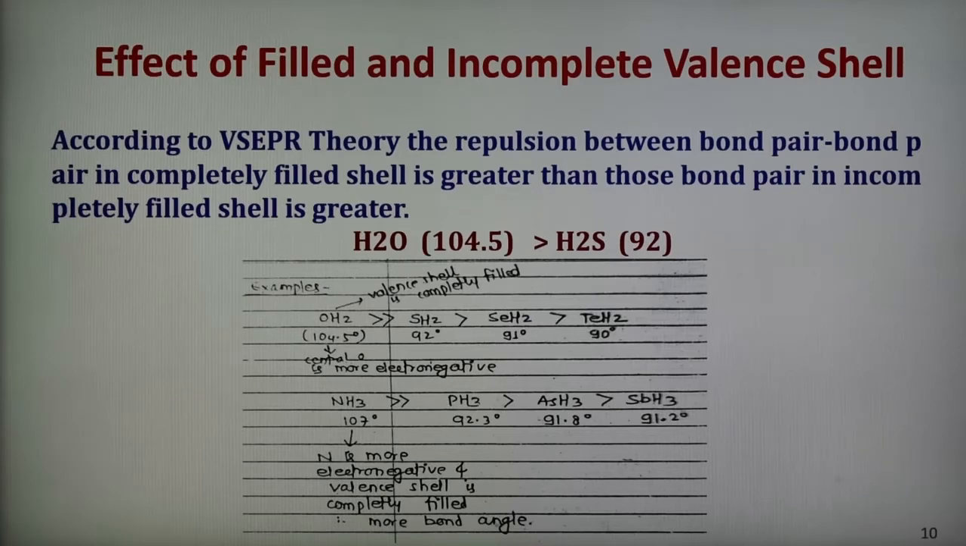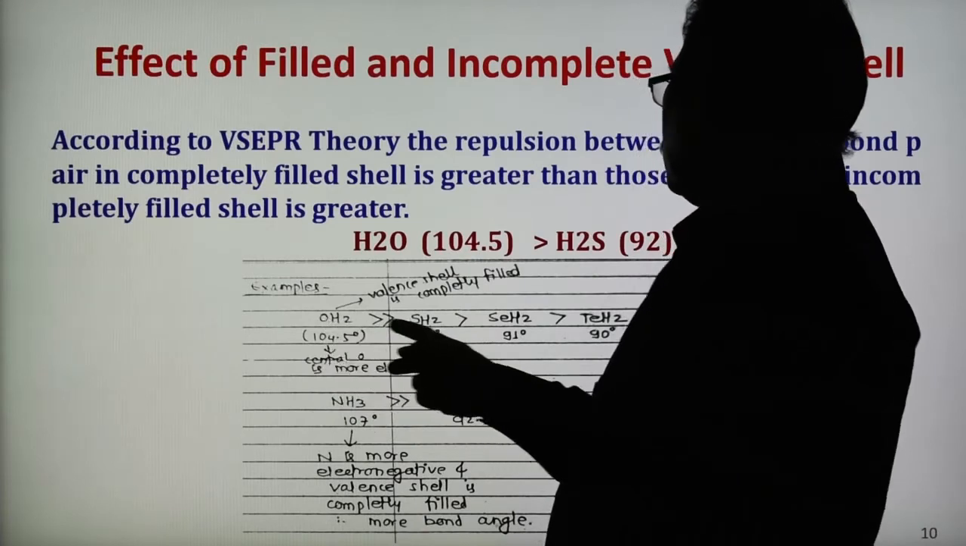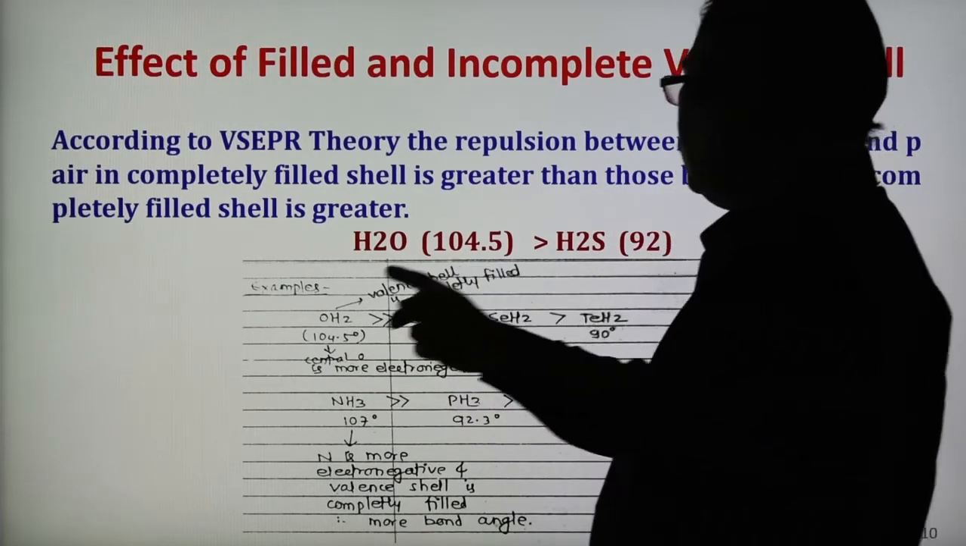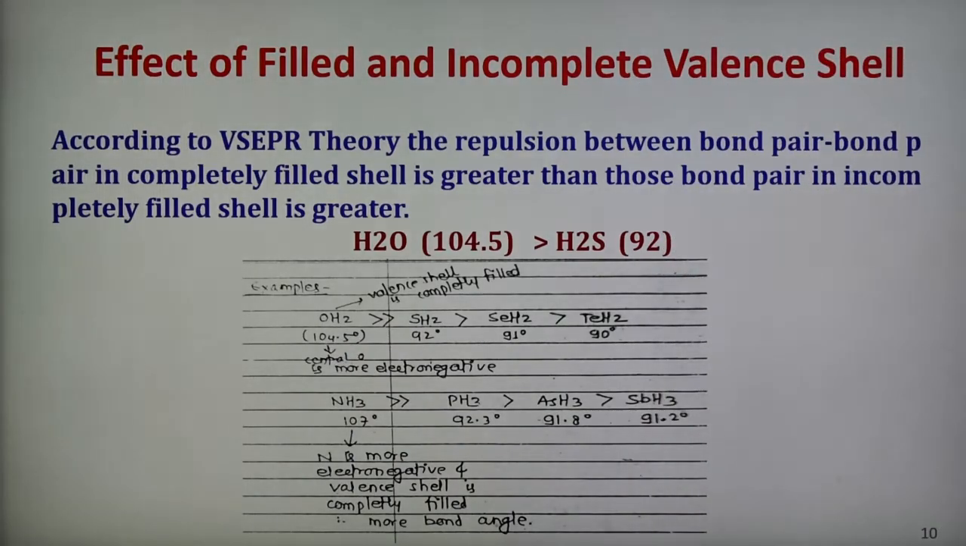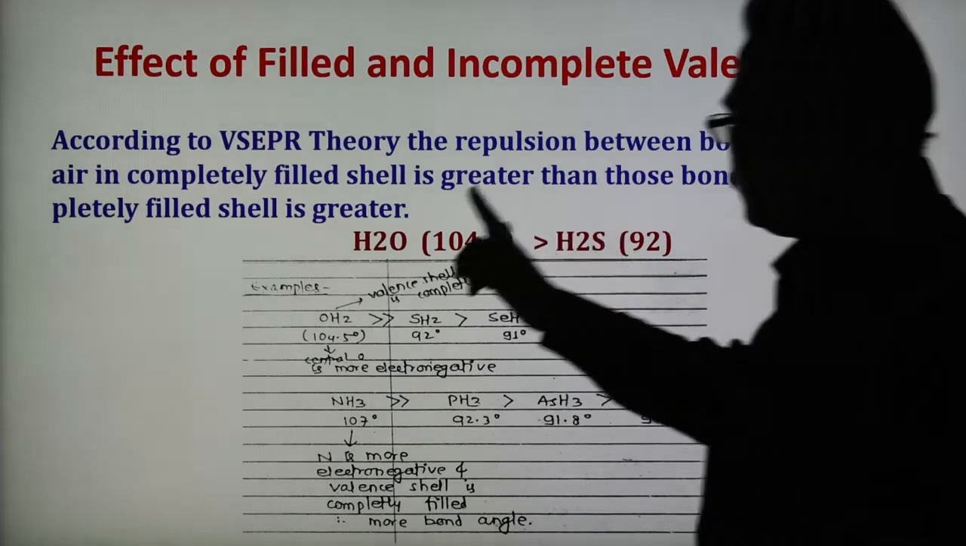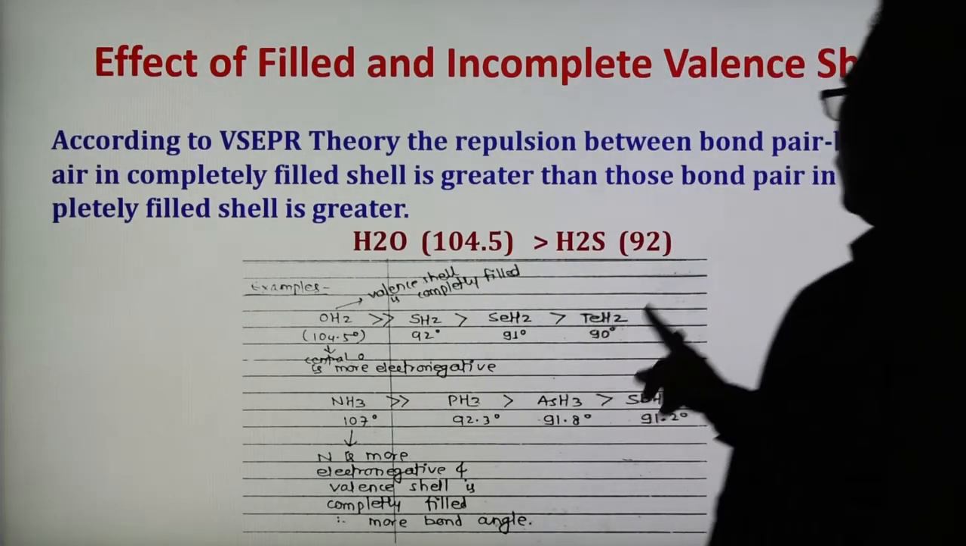Some more examples are shown in this slide: OH2, SH2, SeH2, TeH2. See the bond angle. In the case of OH2, the valence shell is completely filled and the central atom is more electronegative, and therefore this molecule has a greater bond angle, 104.5, as compared to the others.